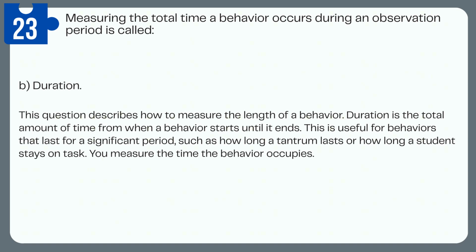Duration is the total amount of time from when a behavior starts until it ends. This is useful for behaviors that last for a significant period, such as how long a tantrum lasts or how long a student stays on task. You measure the time the behavior occupies.